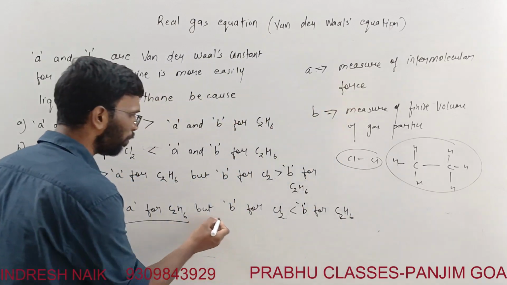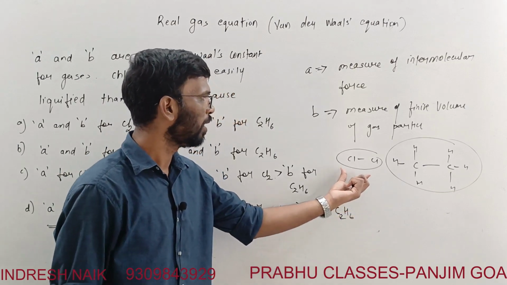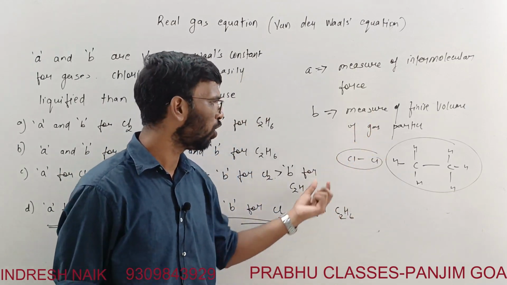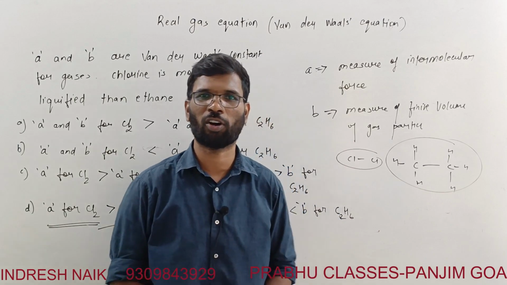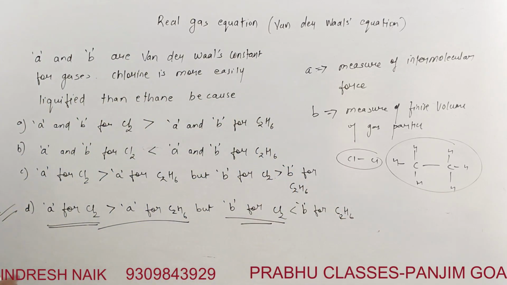And the second point made is that B for Cl2 is less than B for C2H6. Obviously, the finite size of the Cl2 molecule will be smaller than the finite size of the ethane molecule. So this is also true. Therefore, option D is correct.